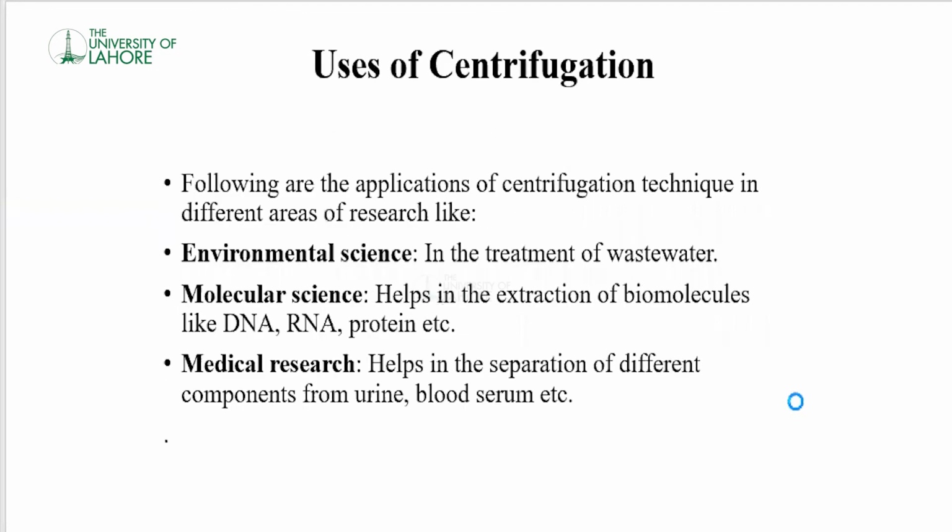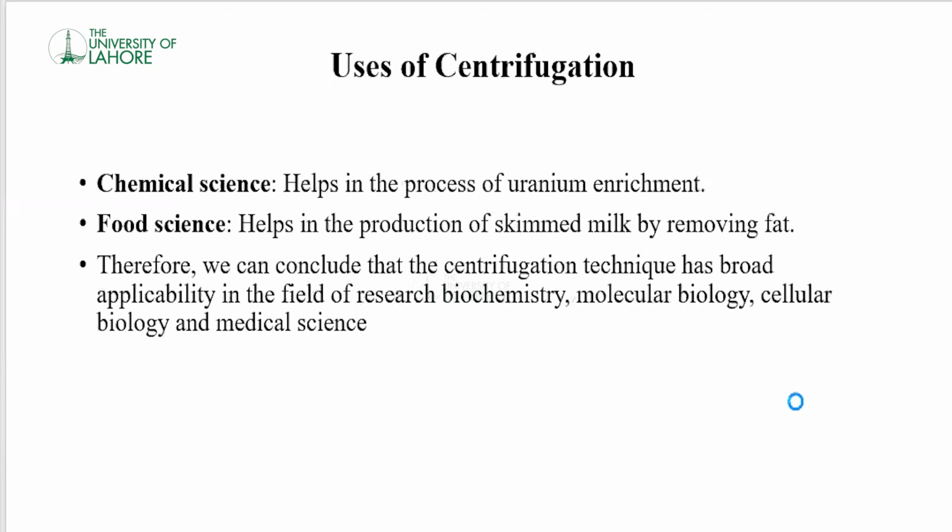Uses. Where is it used? In the environmental sciences, centrifugation is used in wastewater treatment. In molecular science, it is used in the separation and extraction of biomolecules like DNA, RNA, and protein. Medical research: it helps in the separation of different components from urine, blood, and blood serum. Chemical sciences: it helps in the process of uranium enrichment. Food sciences: it helps in the production of skim milk by removing the fat.